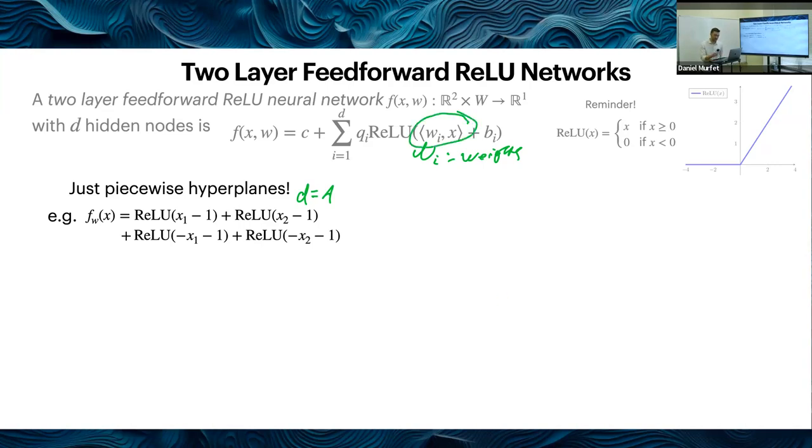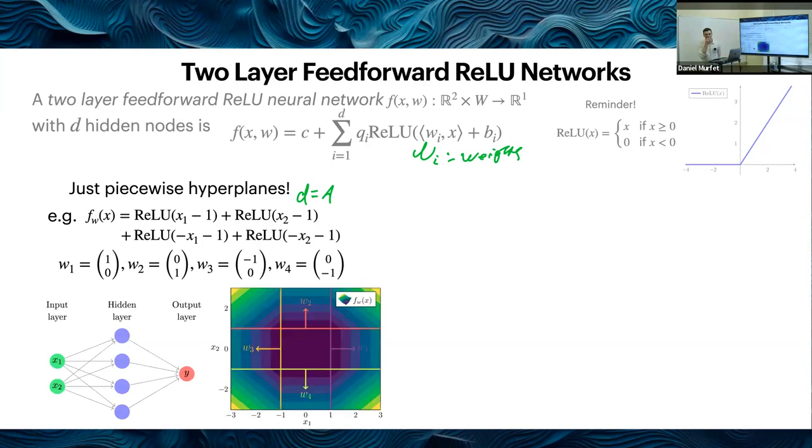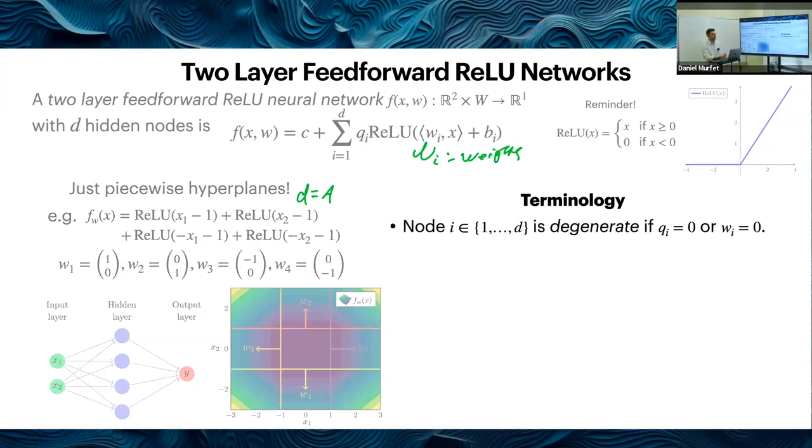And this Wi with X is just the standard dot product. So in this little example down here, we've got four easy weights to deal with. We've got a nice little neural network graph. And the resulting function, as I say, is just a piecewise hyperplane. So some terminology to help understand this particular function. We say that a node in the network is degenerate if either the incoming weight or the outgoing weight is zero. That means that node has no contribution to the overall network up to a bias, which is not really worth dealing with.